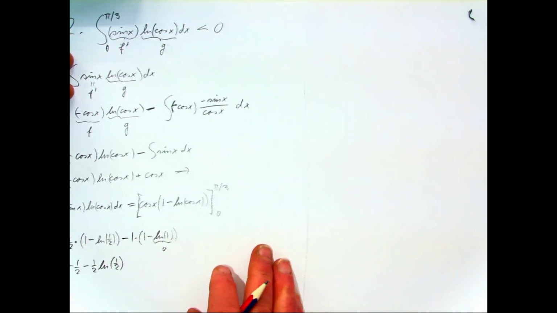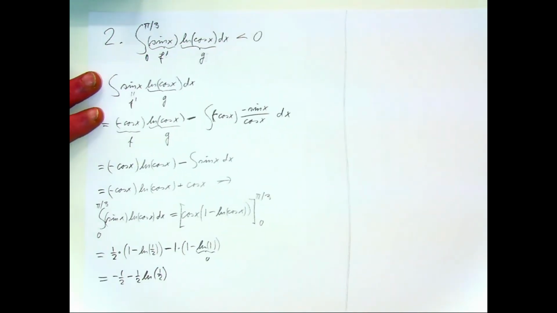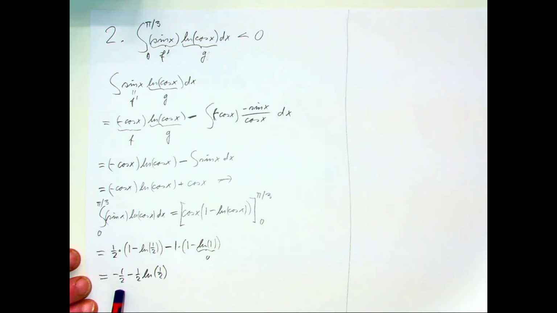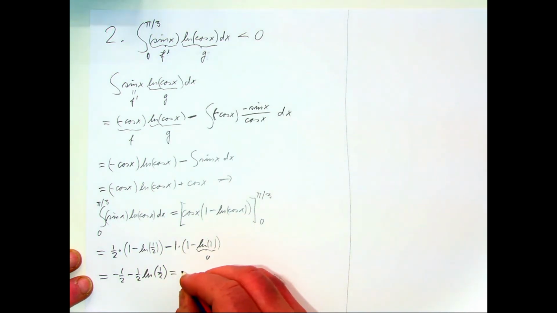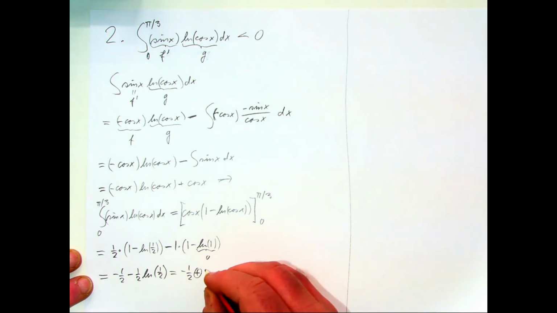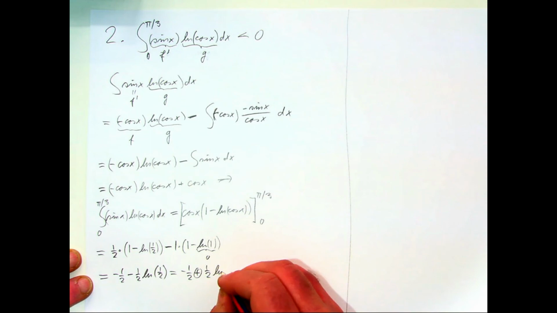Yeah, thanks for complaining. This is one of the few instances when I like that people complain, because they really have a reason. So, I hope everybody agrees this is minus a half minus a half times ln of a half. But ln of a half is minus ln of 2. So this is minus a half, then plus a half times ln of 2.